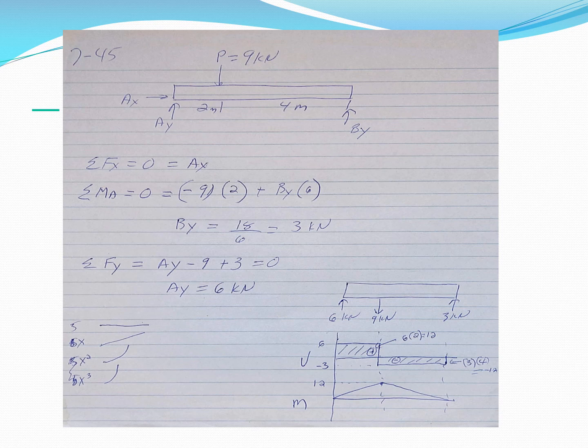So if we look at this, where do we have the maximum shear force? Between 0 and 2 meters, we've got a shear force of 6 kilonewtons. Where do we have the maximum moment? The maximum moment is 12 kilonewton meters, and that happens at the 2 meter mark. So that is the second half of chapter 7, where you come up with your load, shear, and moment curves based upon the problems that you are given.